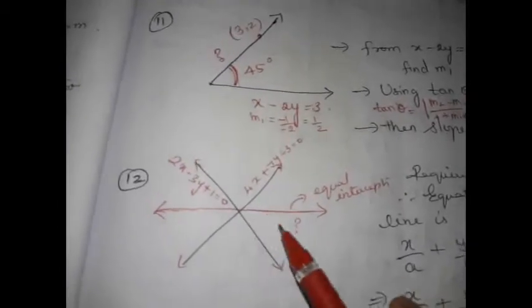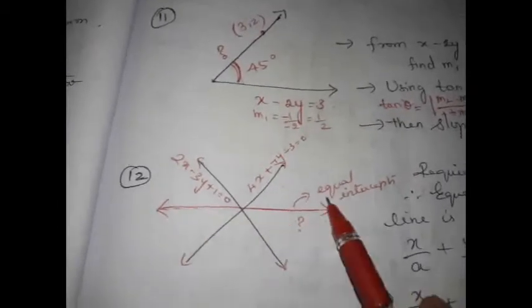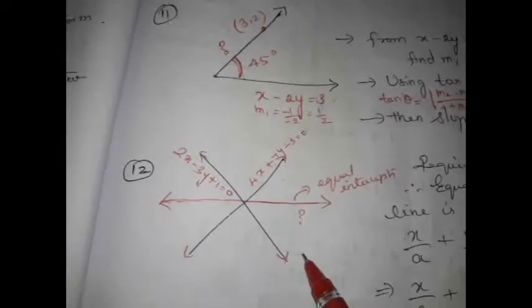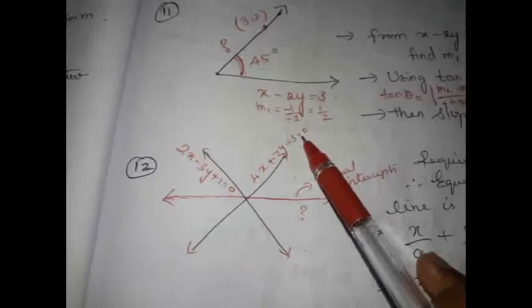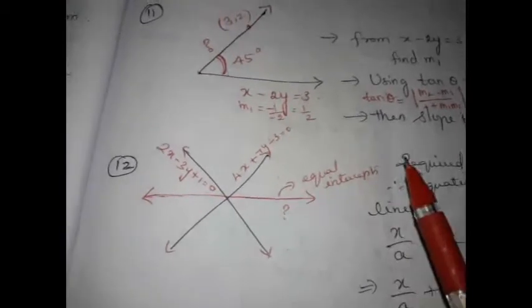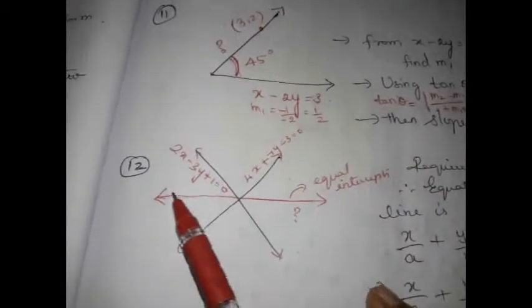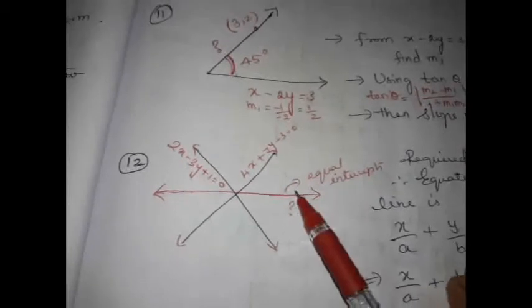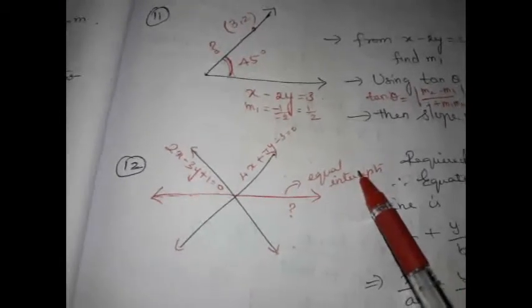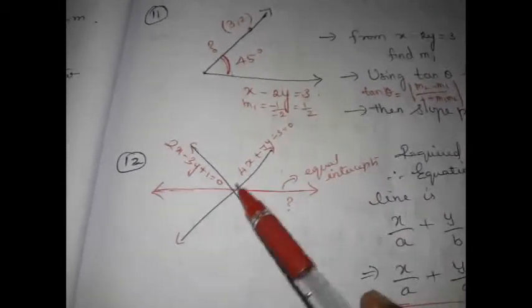Yes. Let us move on to the next question, the 12th one. Find the equation of the line passing through the point of intersection of the lines 4x plus 7y minus 3 equal to 0 and 2x minus 3y plus 1 equal to 0, that has equal intercepts on the axes. We have to find the equation of the line that has equal intercepts on the axes. At the same time, it passes through the point of intersection of these two lines.